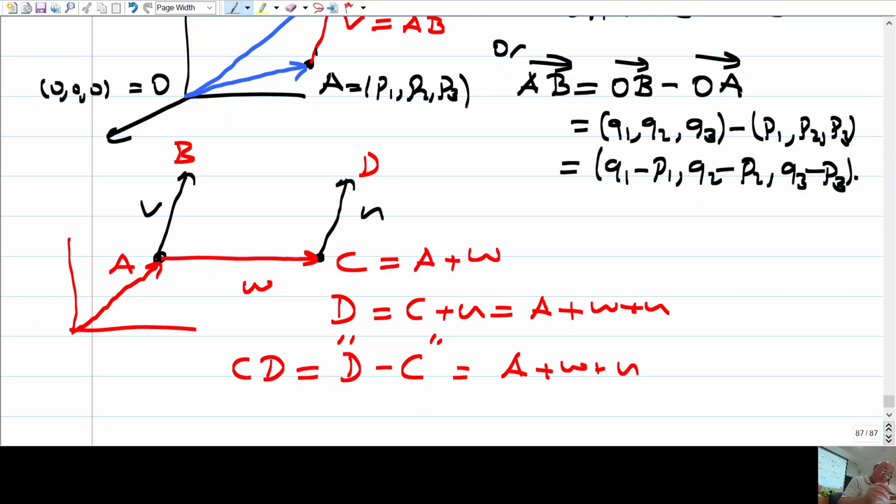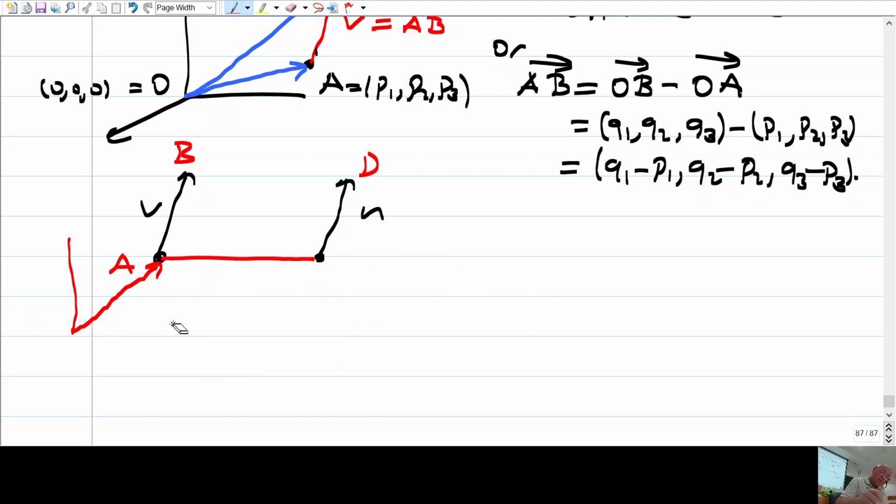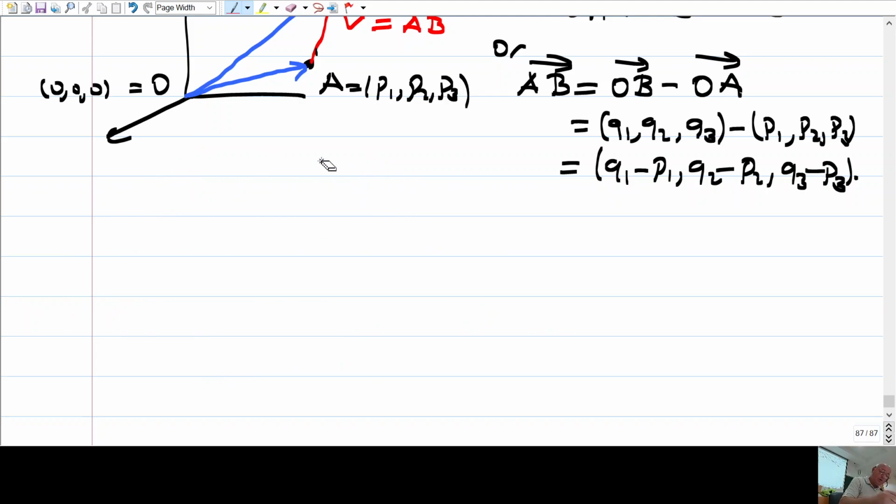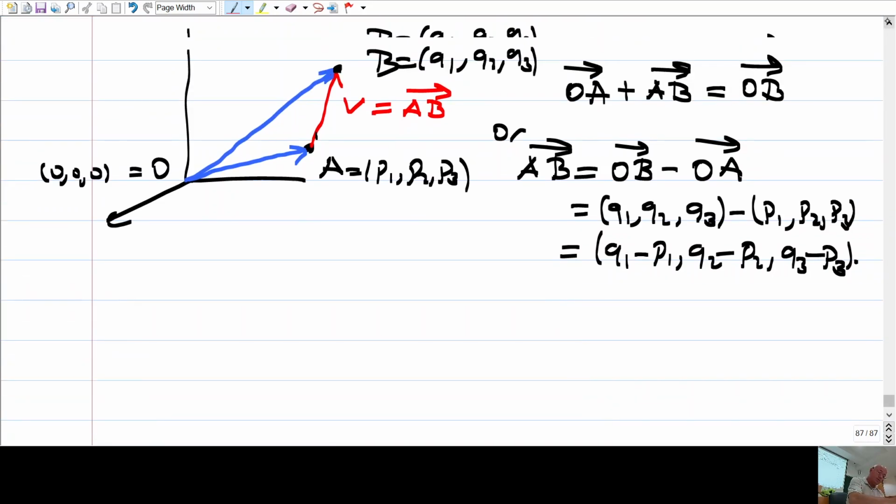I was trying to explain the notation, but I guess it doesn't have much meaning. Okay, forget it.